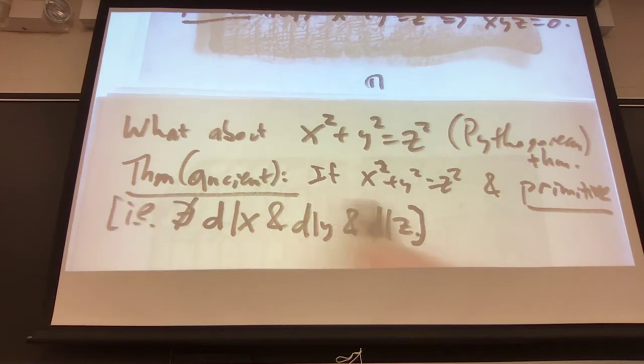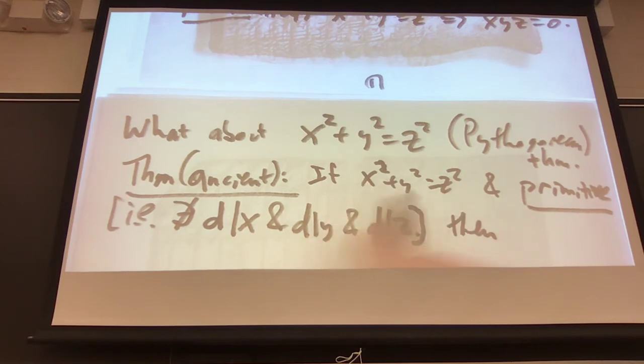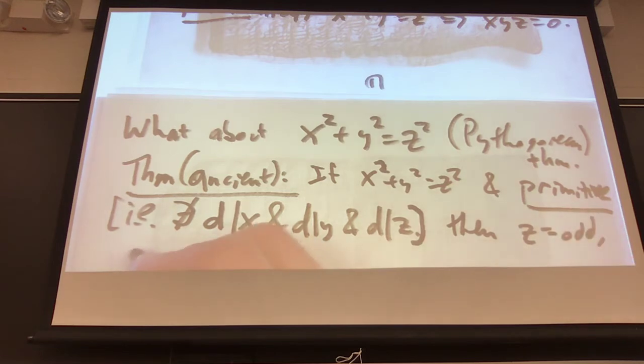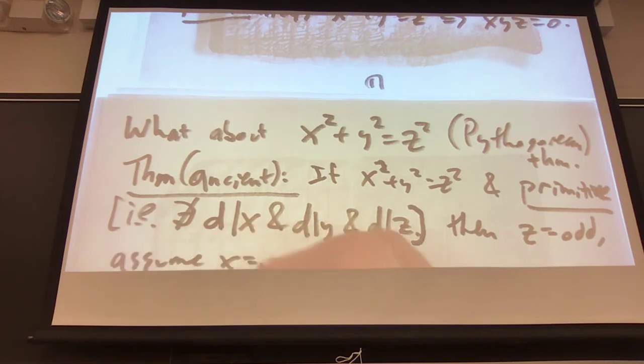So the theorem that I want to prove is if x squared plus y squared equals z squared and there's no factor in common, then z is odd. One of these is odd. We may as well assume that x is odd and y is even. Then z is odd. We can choose now one of these to be odd. If the sum of two things is odd, then one of them is odd and the other one is even, and assume x is odd and y is even.